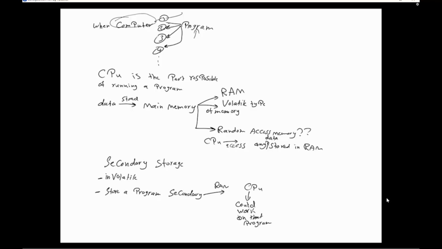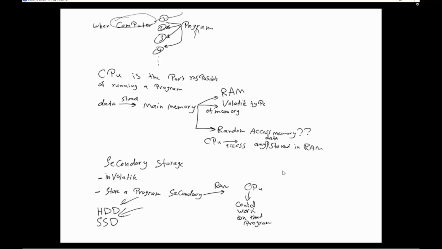We have the hard disk drive and the solid state drive, which are very popular secondary storage devices. And the solid state drive is becoming more and more popular. So we have these two types.